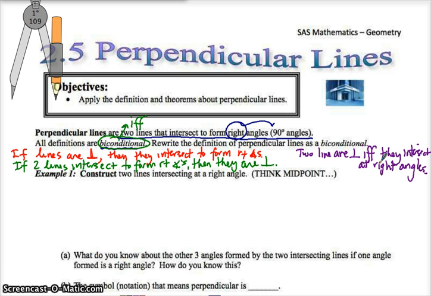So therefore, if two lines intersect at right angles, then they are perpendicular. If it's given that two lines are perpendicular, then you know that they intersect at right angles. That's merely because of the definition. This is going to become important later. So that's just the definition alone.